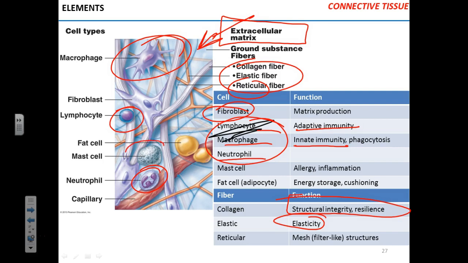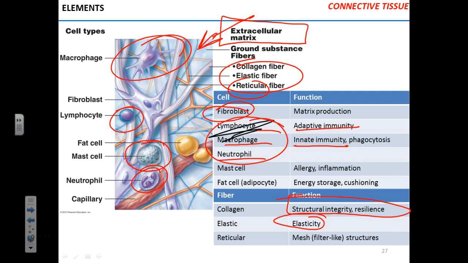Mast cells. Mast cells are the bad guys. Mast cells in the connective tissue are responsible for allergic reactions. When you have that itchy nose or you have hives, that's because of the mast cells' degranulation. Know that they are responsible for allergy.